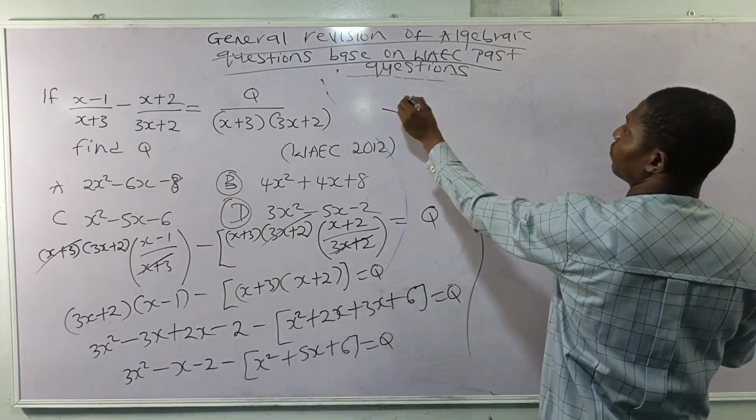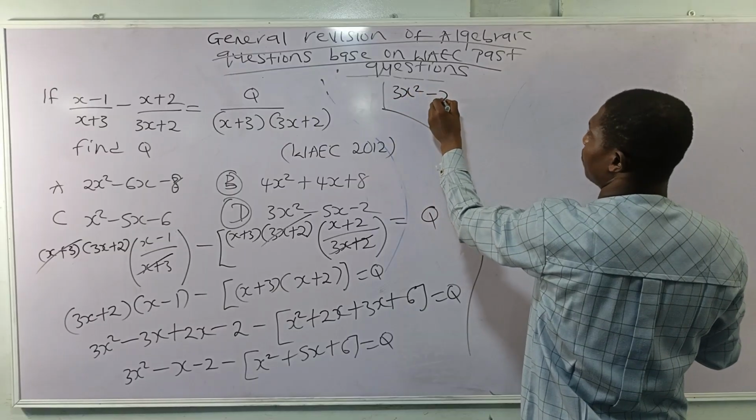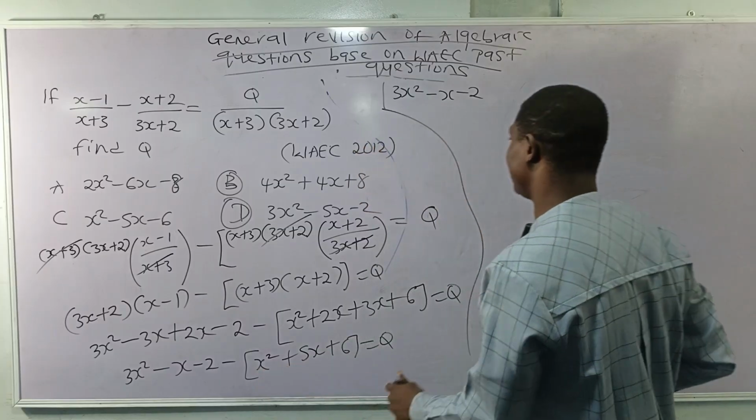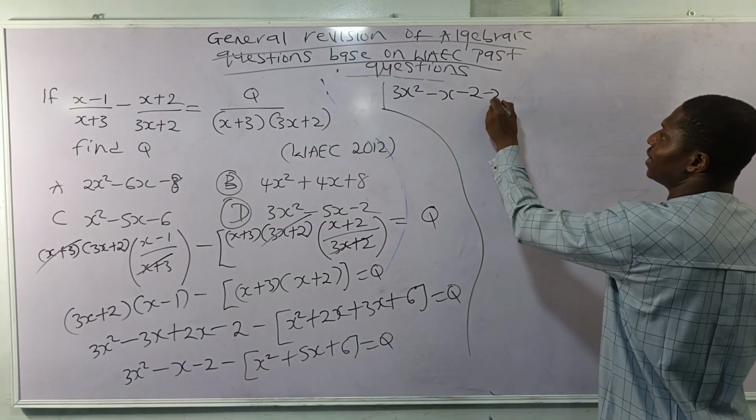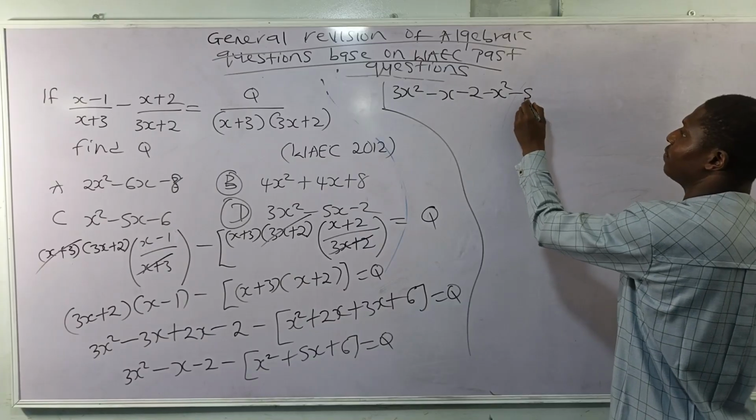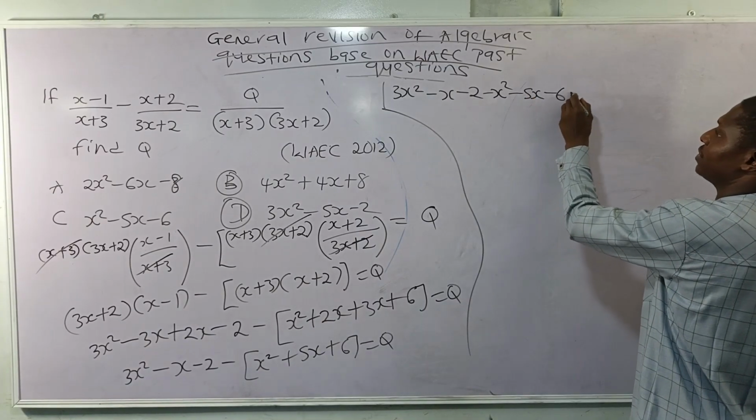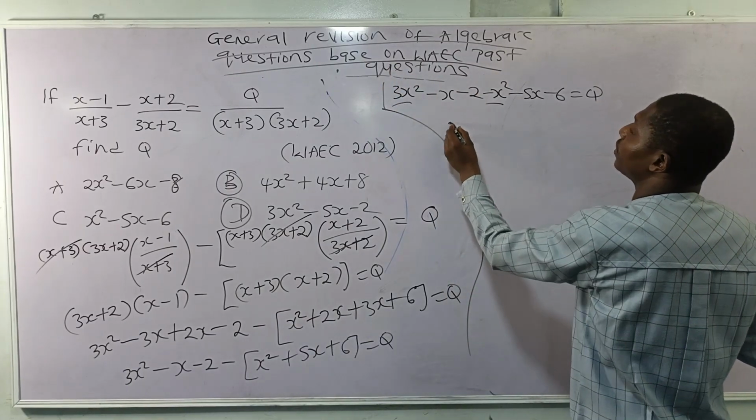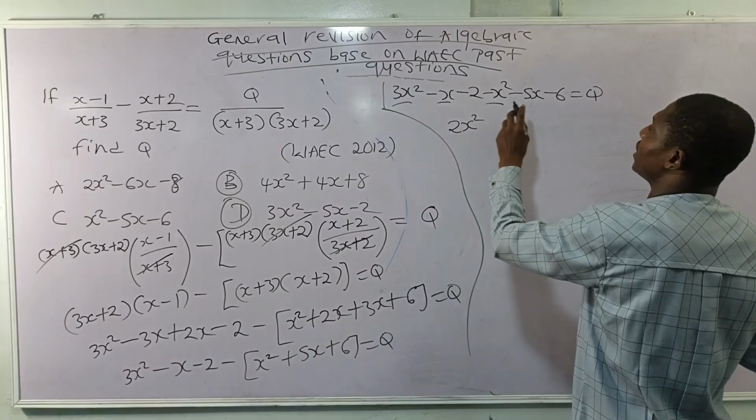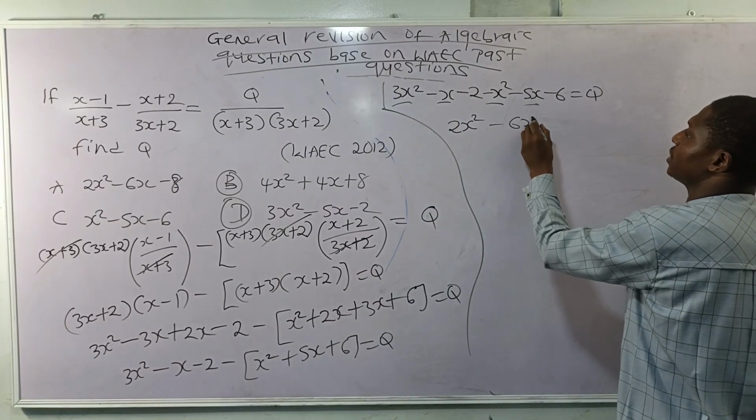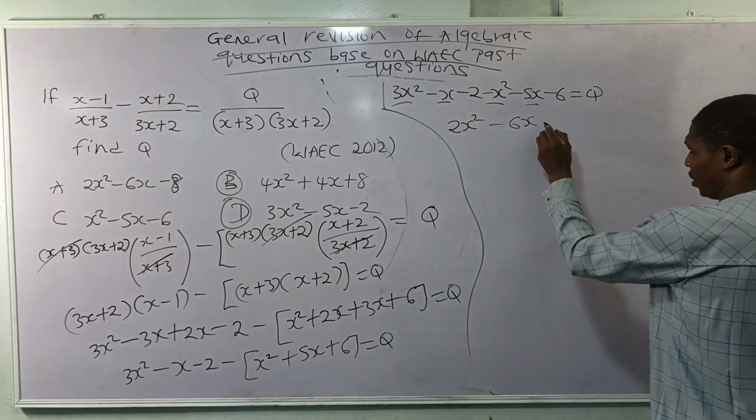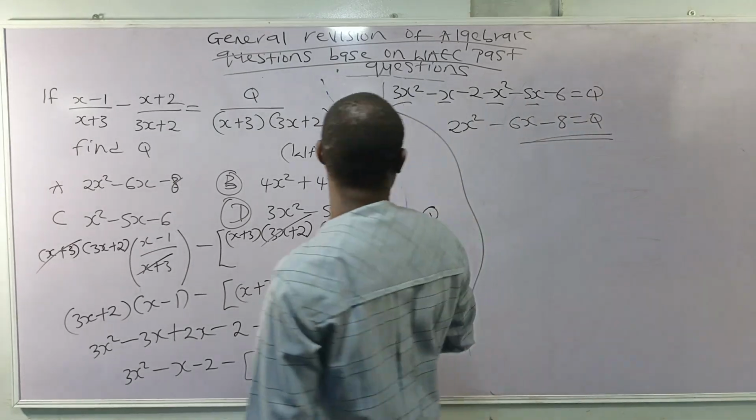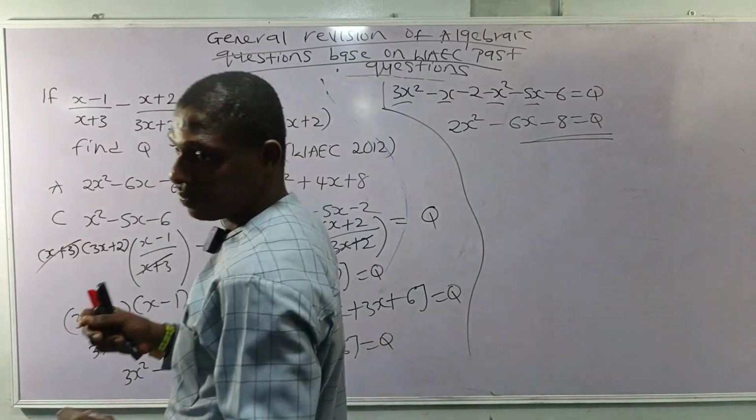I therefore have 3x squared minus x minus 2. Use your negative sign to open the bracket. All the signs inside will change. So positive x squared becomes negative x squared, and positive 5x becomes negative 5x, and positive 6 becomes negative 6 equals to q. So 3x squared minus x squared will give me 2x squared. Minus x minus 5x will give me minus 6x. Minus 2 minus 6 will give me minus 8 equal to q. And this is our answer. If we check, option A is correct.